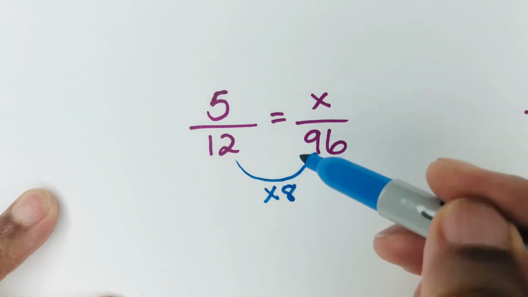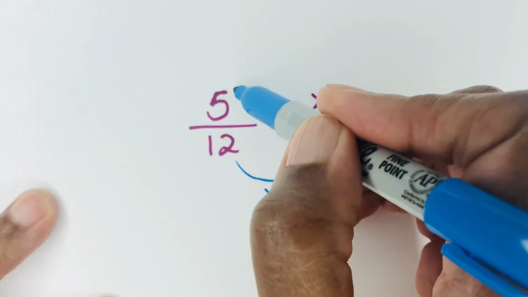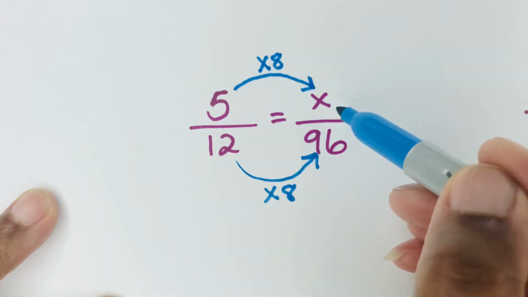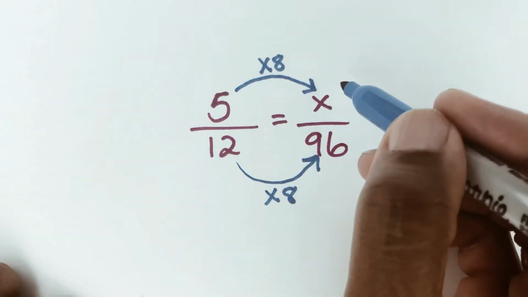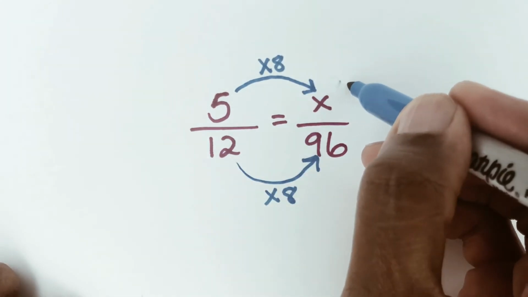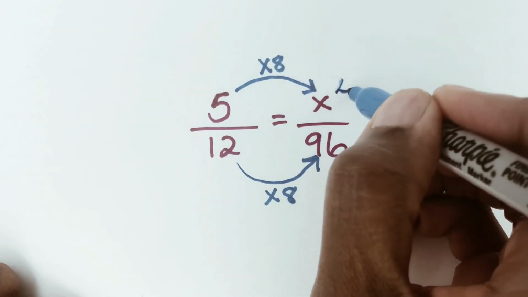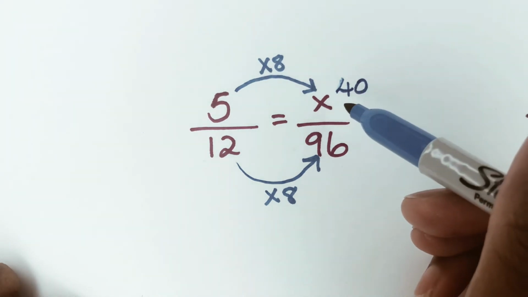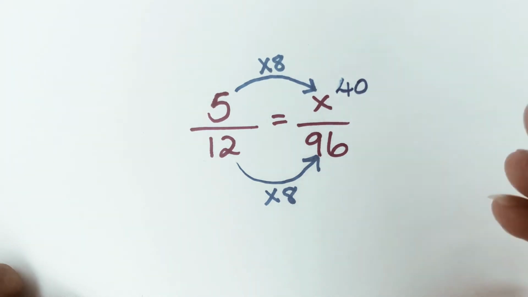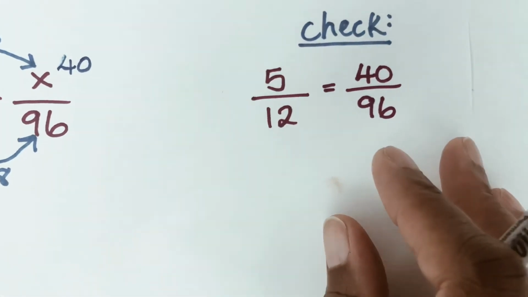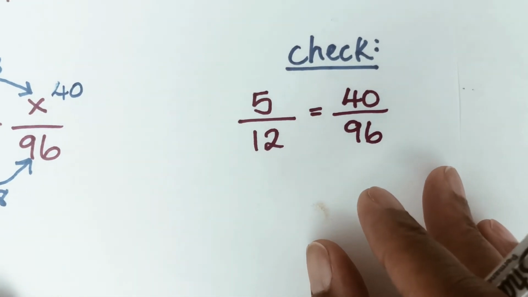And what you do at the bottom, you also do at the top. So 5 times 8 would give us what to find the x? That would be a 40, right? 5 times 8 is 40. And that would be the value of x. So x would be 40. So what are we going to do over here? Let's do a quick check.